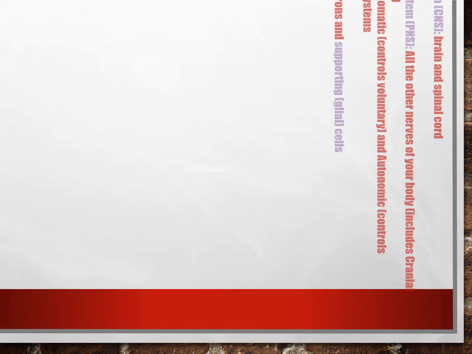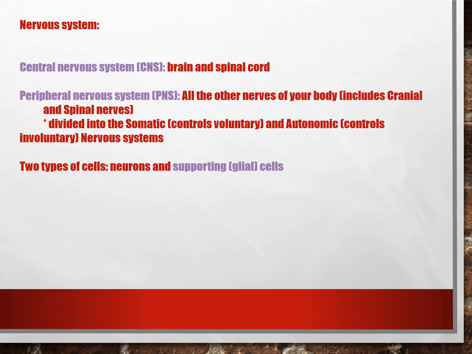Now, when we look at all the nerves in your body, we divide them into two main categories. We have what we call the central nervous system, and we have what we call the peripheral nervous system. The central nervous system is just your brain and spinal cord. So any nerve that's in the brain or any nerve that's in the spinal cord is part of your central nervous system. That's it. All the other nerves of your body are part of your peripheral nervous system.